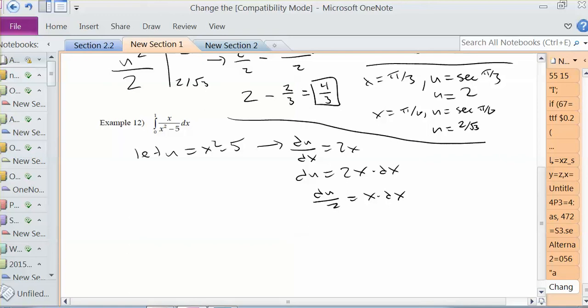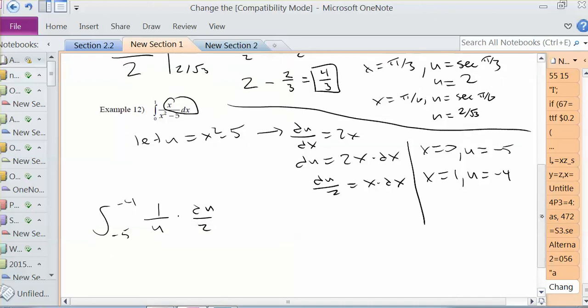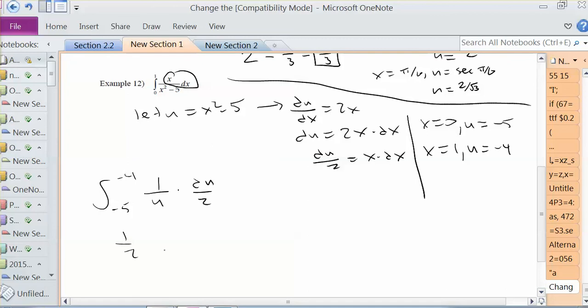Also, I must change my limits of integration. If x equals 0, then of course u is going to equal negative 5. Just plug in 0 for x squared minus 5, since that's what u equals. If x equals 1, then u is going to equal negative 4. So now, I'm integrating from negative 5 to negative 4, and the x dx right there becomes du over 2, so 1 over u times du over 2. Move the 1/2 out.